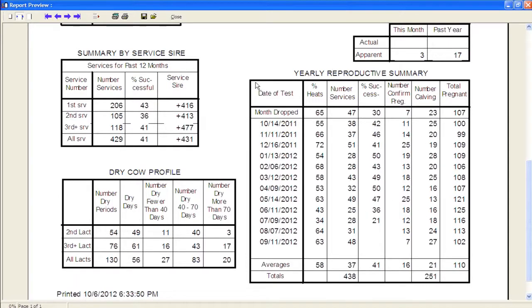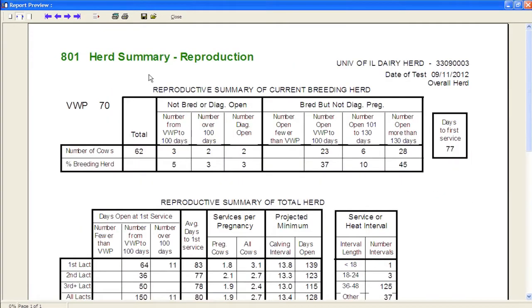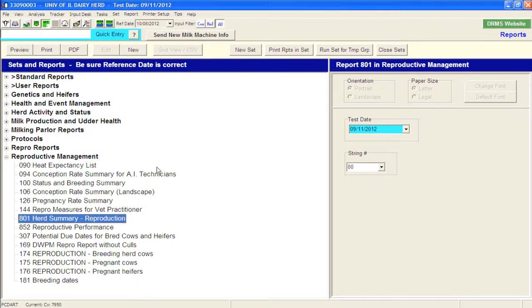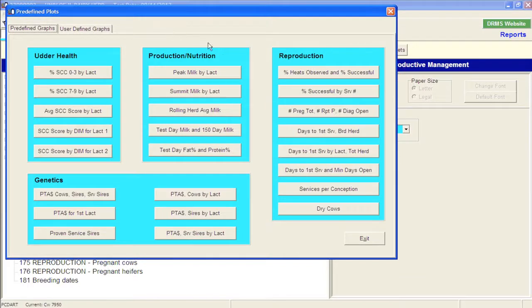Okay, so that kind of finishes up how I would evaluate the 801 report. That gets you a rough basis on where we're sitting within the herd. I'm going to go over to the herd graphs first, and then we'll come back and finish up with the 21-day preg rate report. In the herd graphs here, you can see again it's broken out by udder health, production and nutrition, and then reproduction.